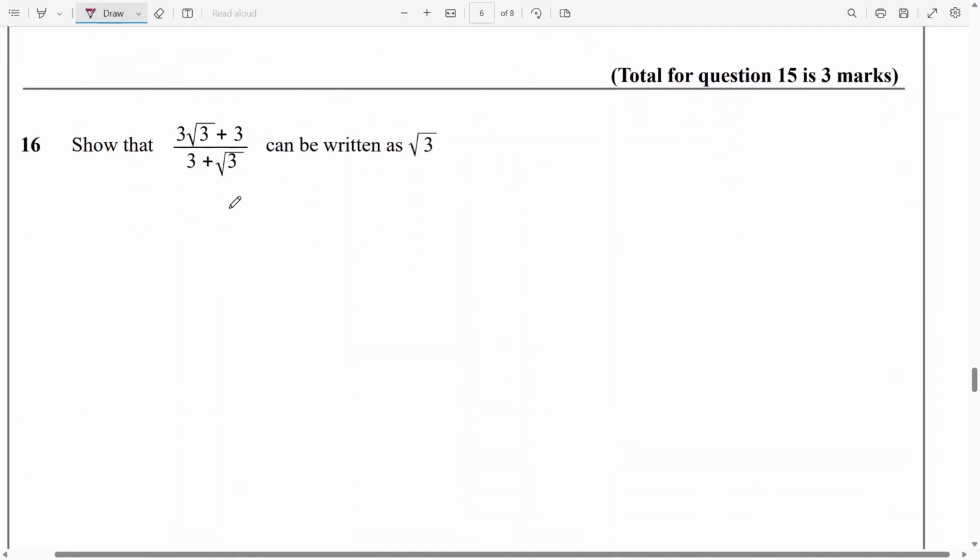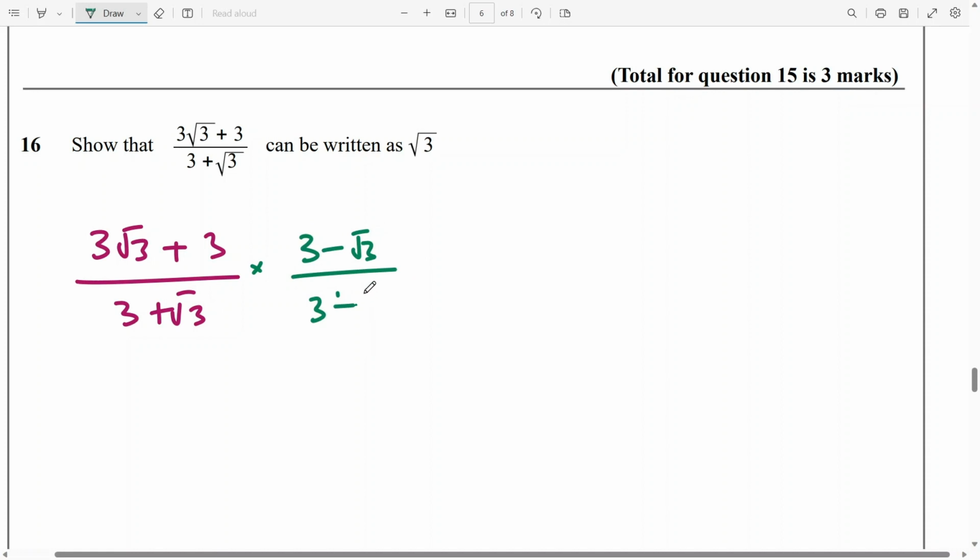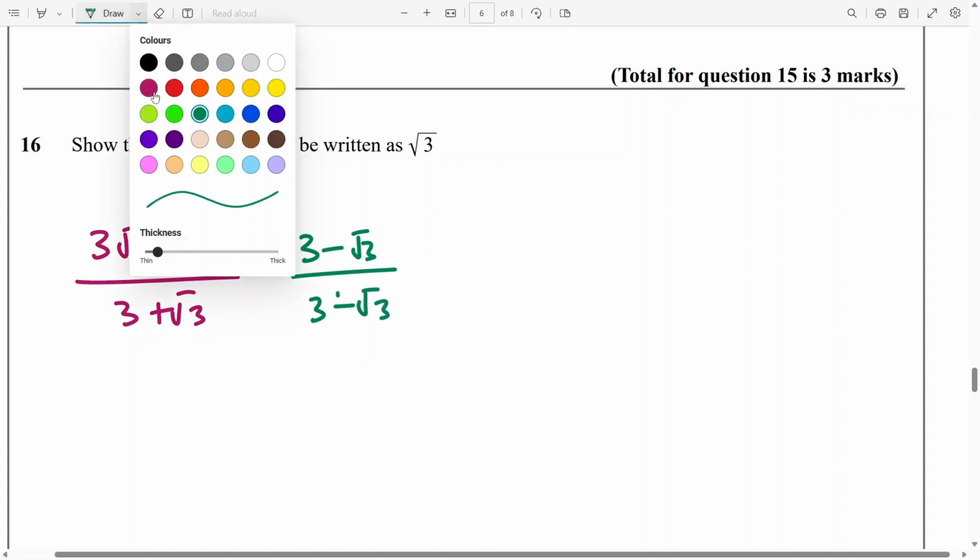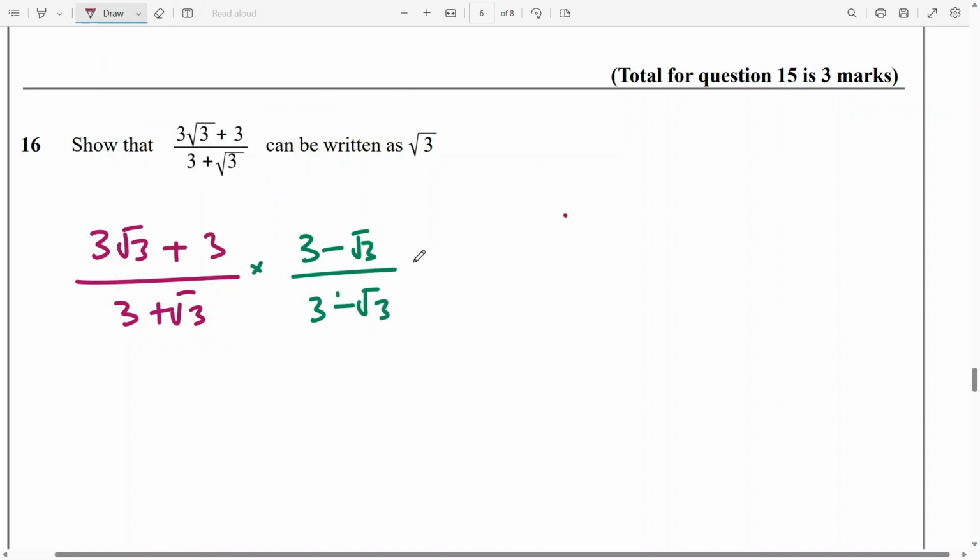Okay, and then this again is still the same thing. So we have 3 root 3 plus 3 divided by 3 plus root 3. So again, what I'm going to do here, I'm going to multiply top and bottom by the conjugates. That's going to be 3 minus root 3 and 3 minus root 3. Kind of really obvious, right? So now we can begin to expand. So 3 root 3 times 3, that's 9 root 3.